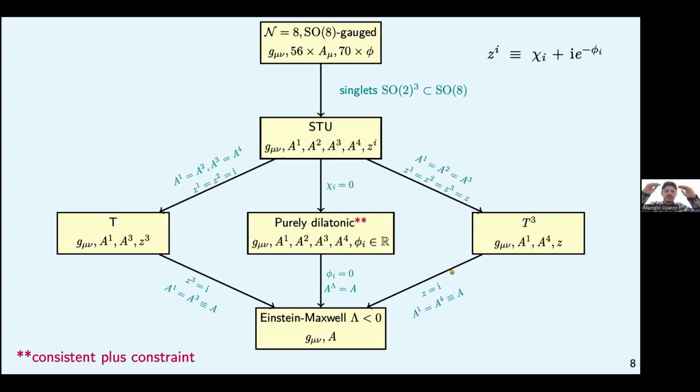So in essence, we have this picture. There is the N=8 theory. Then you can truncate to the STU model by retaining some singlets of an SO(2) cube. And then you can keep truncating the model by identifying the gauge vectors and setting to 0 some gauge scalars, or identifying certain scalars. And you can end in a consistent truncation called the T truncation and the TQ truncation.